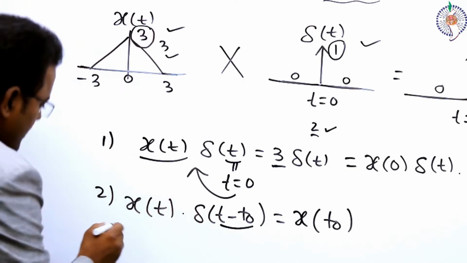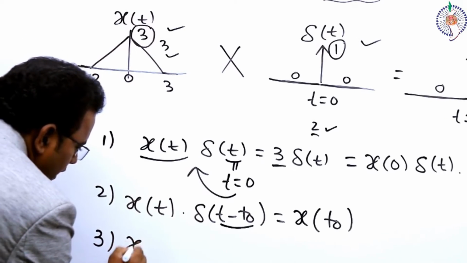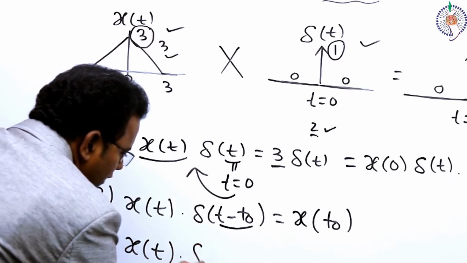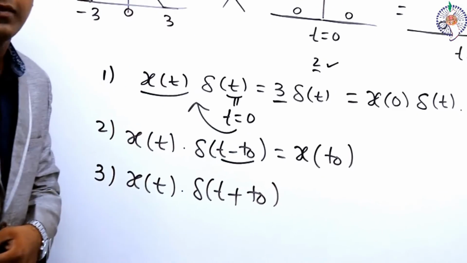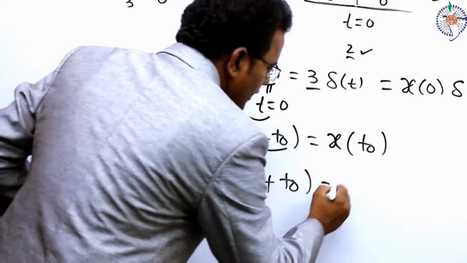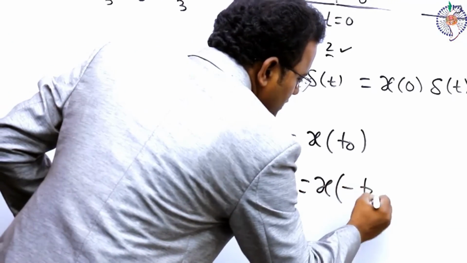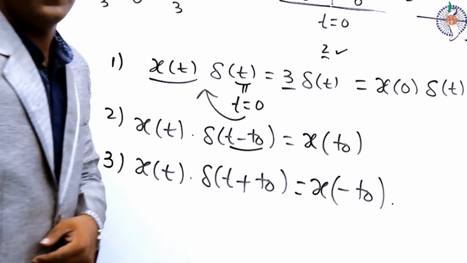If you are not getting, see the third one. x of t multiplying with delta of t plus t naught. Yes, the answer is x of minus t naught. Very good.